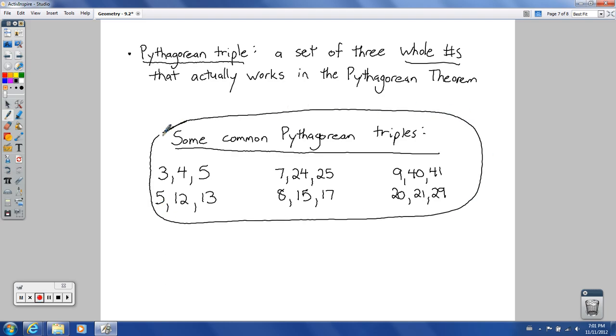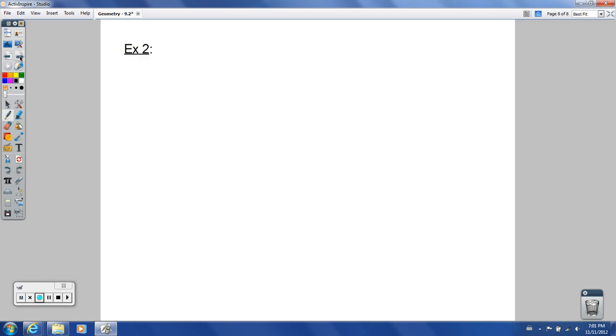Basically any set of 3 whole numbers where you plug it into the Pythagorean theorem, the 2 smallest ones squared and added together equal the largest squared. So 3 squared plus 4 squared equals 5 squared. 5 squared plus 12 squared equals 13 squared. 7 squared plus 24 squared equals 25 squared, and so on. It works for all Pythagorean triples like that.